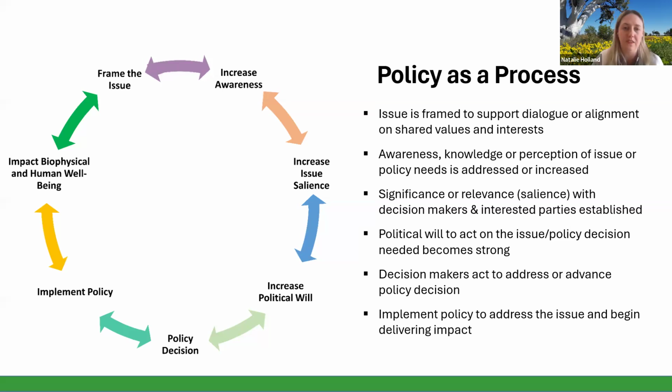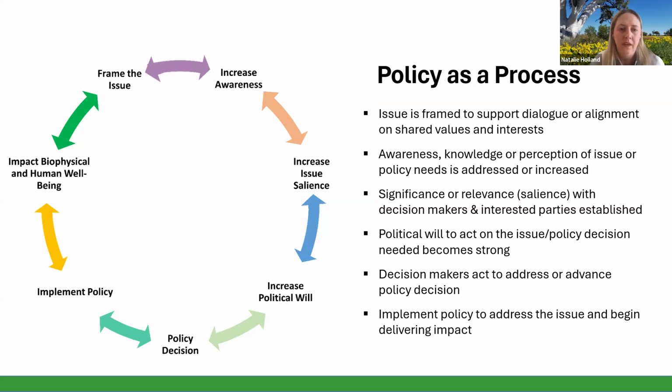Then it's about increasing issue salience. So the issue salience is the significance or relevance of the issue to policymakers. They might be aware of a policy issue, but if they don't see its relevance and its importance, they may not be prepared to take action on it. So this phase is around trying to increase how they perceive the importance of the issue so that they are then willing to take action. Then increasing political will is getting them then willing to act on that issue.